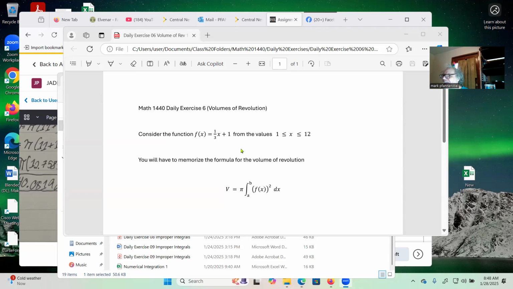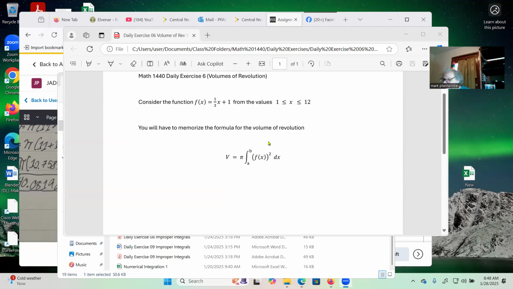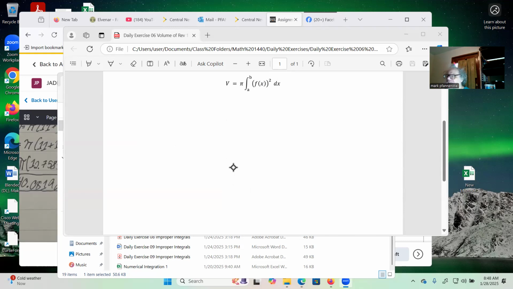I am looking at a volumes of revolution problem where we have to figure out the volume of revolution for this function from 1 to 12. So I'm just going to use my little paper right here and go ahead and deal with this. We'll save it so I can keep this forever.